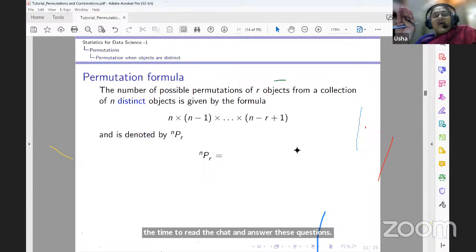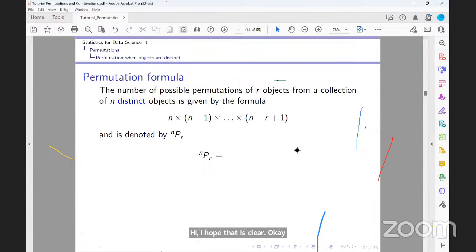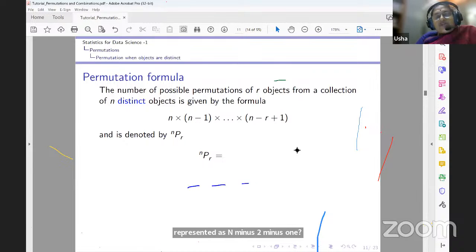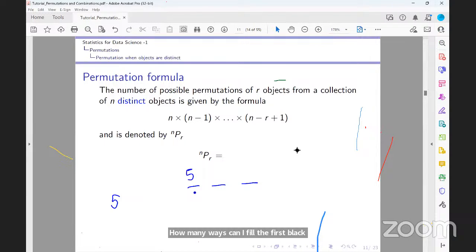A student asks: how can n minus 1 be represented as n minus 2 minus 1? What is the logic in that? See, suppose I have 5 objects and I have 3 blanks. Without replacement, how many ways can I fill the first blank? 5 ways. Second blank? 4 ways. Third blank? 3 ways.